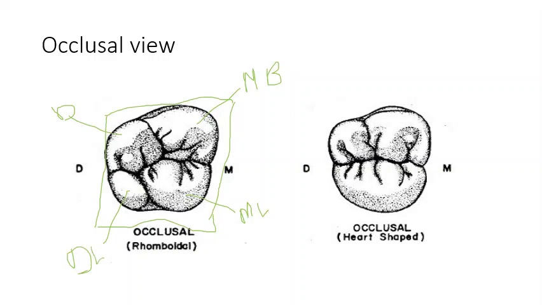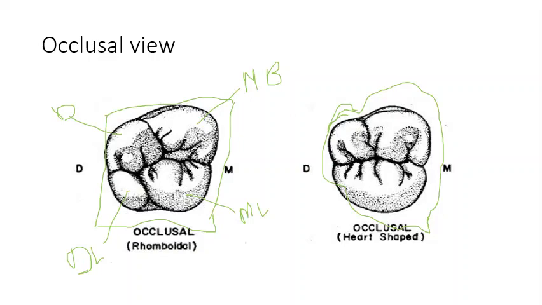And the other morphology is heart shaped. You all know the shape of heart, right? This is the shape of heart, which resembles this occlusal morphology of maxillary second molar, and it is the commonest variation present in the maxillary second molars. They are either rhomboidal or heart shaped.